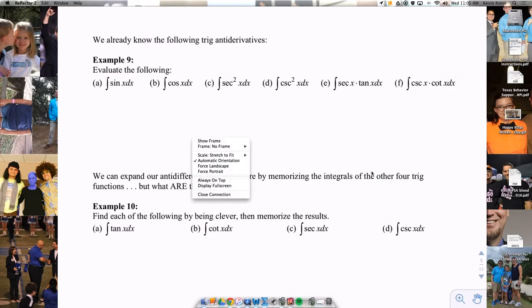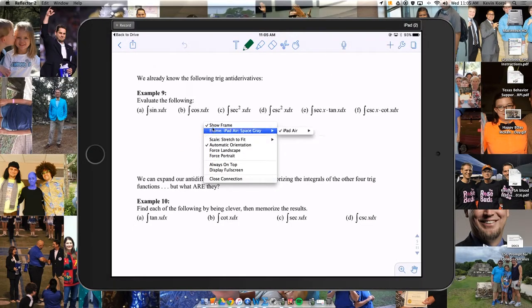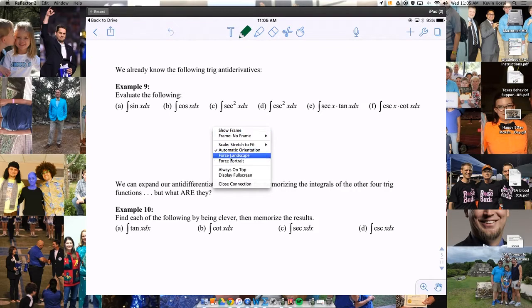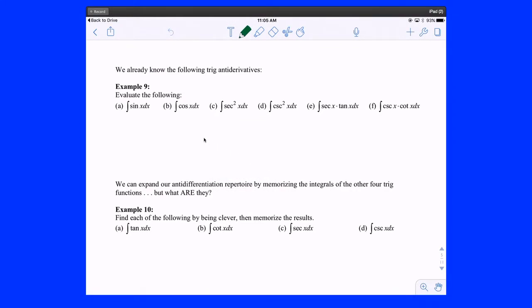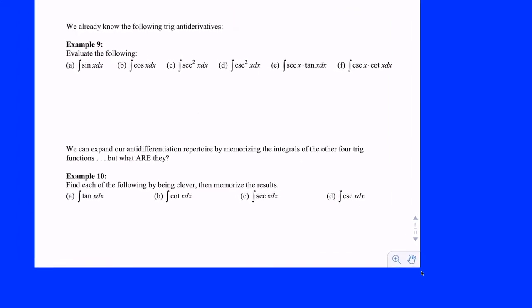Boing, boing, boing, boing, boing. Fun in the sun. Come on. No! It's not what I wanted. Documenting it. Come on. Come on, boy. There we go.